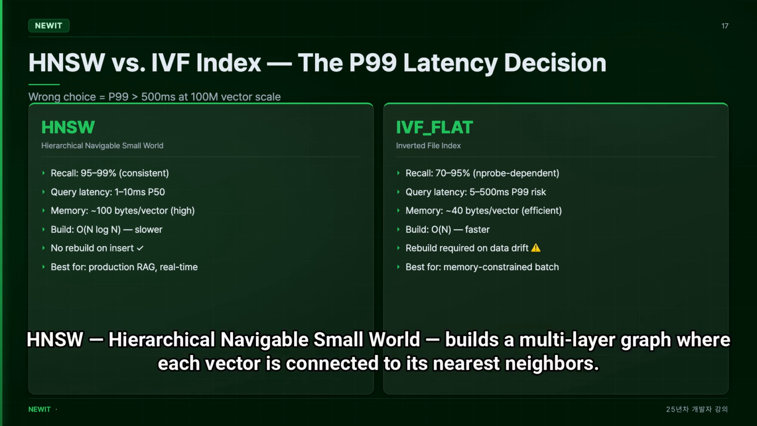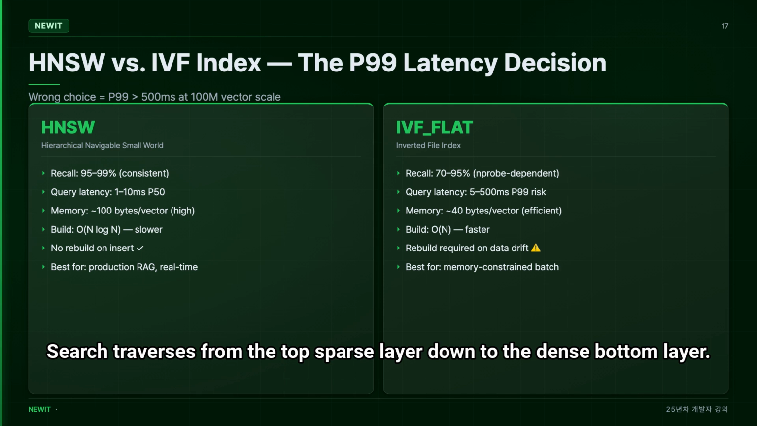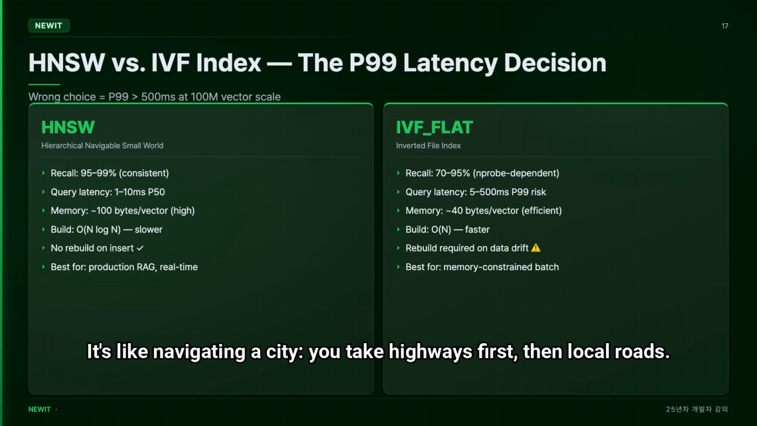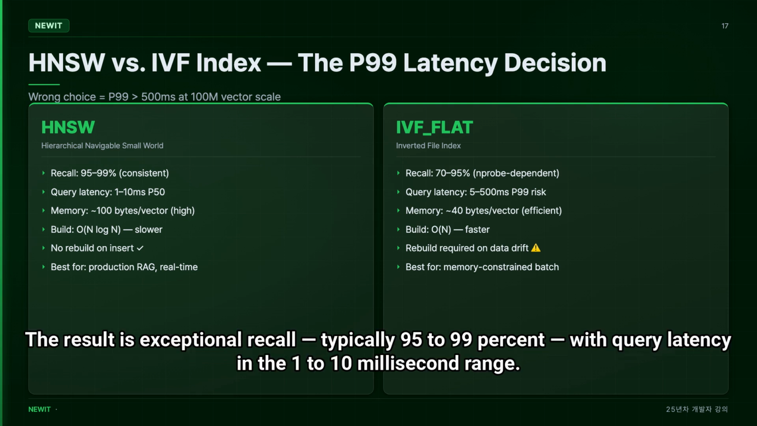HNSW, hierarchical navigable small world, builds a multi-layer graph where each vector is connected to its nearest neighbors. Search traverses from the top sparse layer down to the dense bottom layer. It's like navigating a city. You take highways first, then local roads. The result is exceptional recall, typically 95 to 99%, with query latency in the 1 to 10 millisecond range.